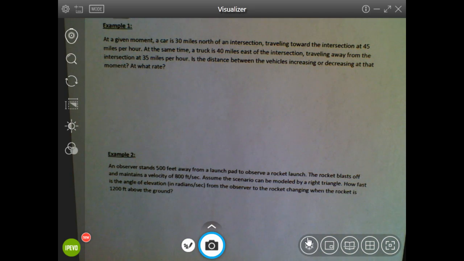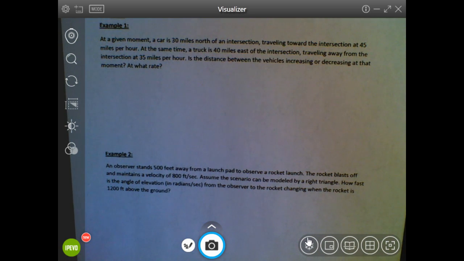So today we're going to be looking at some more related rates type problems. We looked at the basic problems the other day, and now we'll be looking at a little bit more advanced type problems. Some of them will be involving trig.